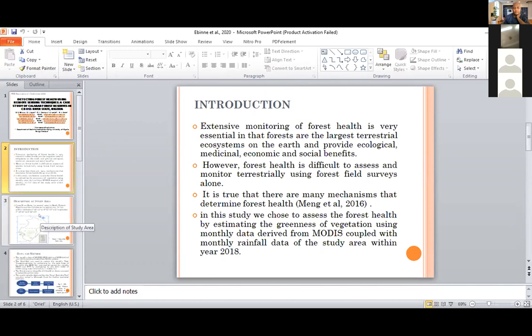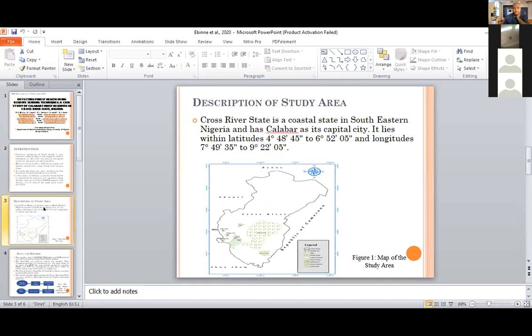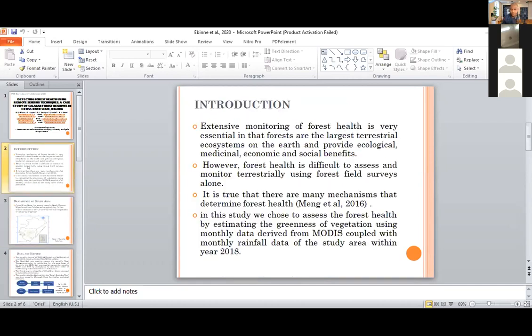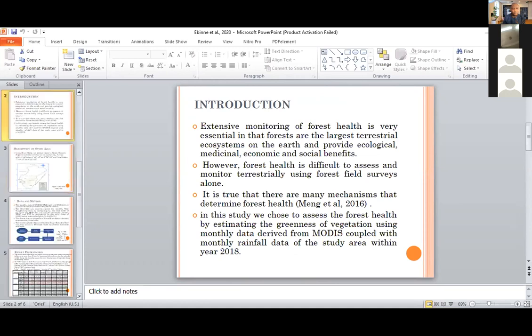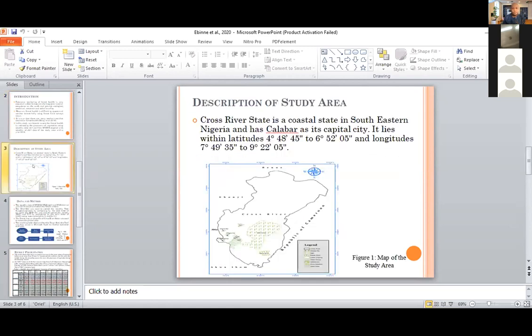There are a lot of factors that affect forest health. You have abiotic factors, and you also have biotic factors. You have the issue of soil nutrients, and also the issue of precipitation. For this study, we concentrated on greenness. How green a vegetation is will determine how healthy it is. So we used vegetation indicators, which I mentioned, that we can obtain from MODIS products. That's exactly what we did in this study.